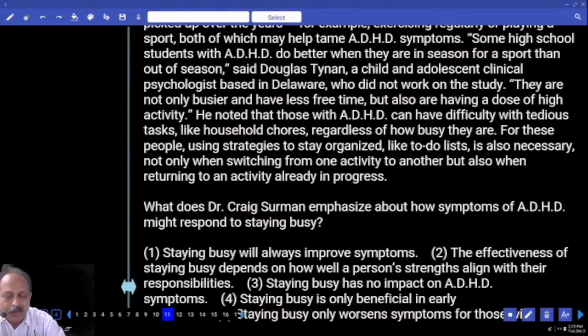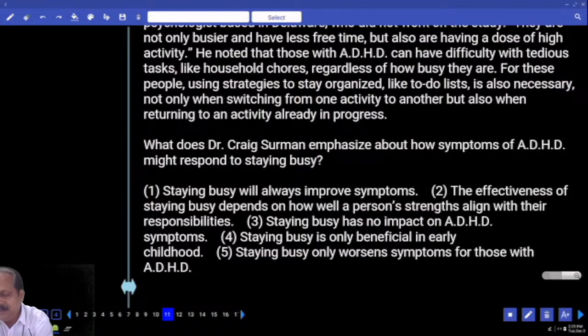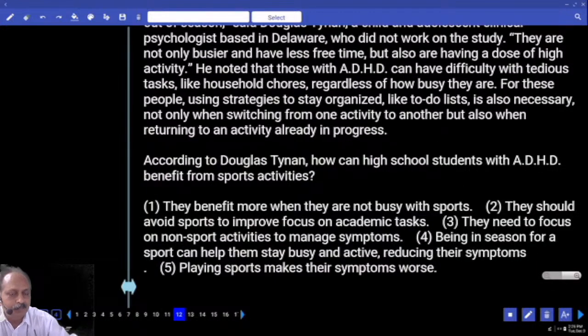What does Dr. Craig's sermon emphasize about how symptoms of ADHD might respond to staying busy? Staying busy will always improve symptoms. The effectiveness of staying busy depends on how well a person's strengths align with their responsibilities, mentioned in the passage. So what is the answer based on that? Second option is the answer.